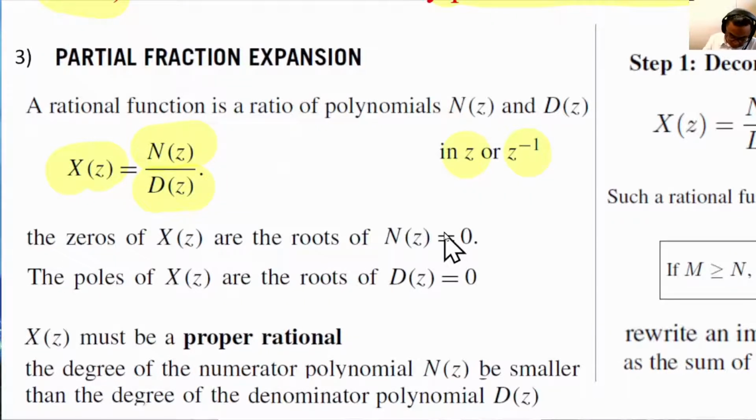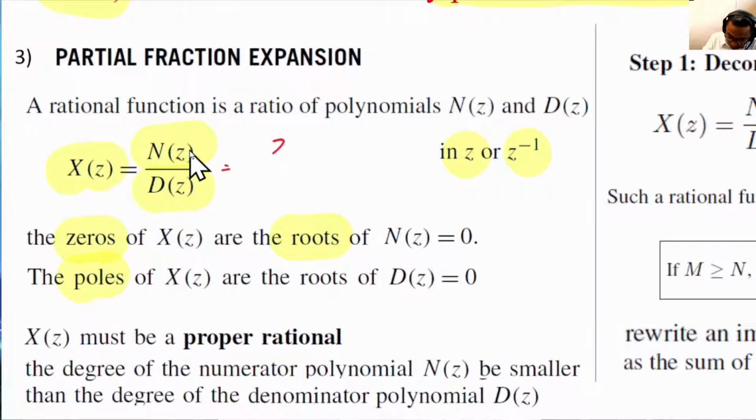Now we need to remind ourselves what the important terms are, which are the zeros and poles of X of z. So the zeros of X of z are simply the roots, that means the values of z that will make the numerator equal to 0. So let's have an example.